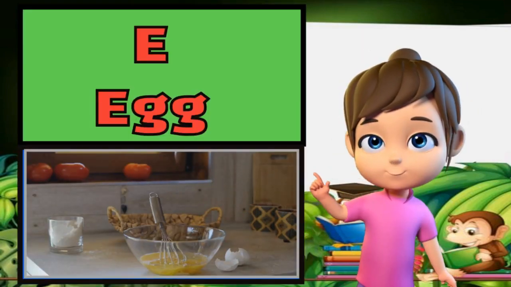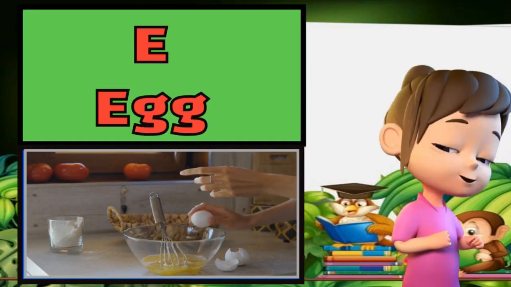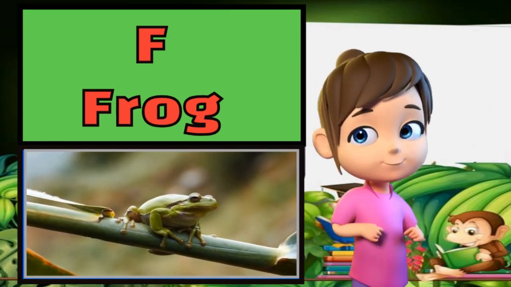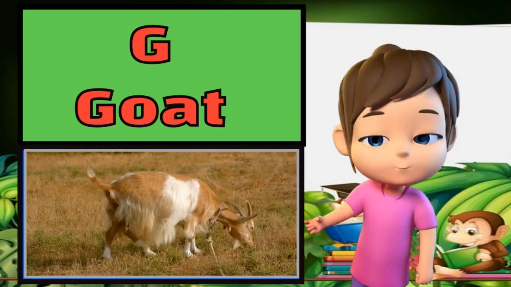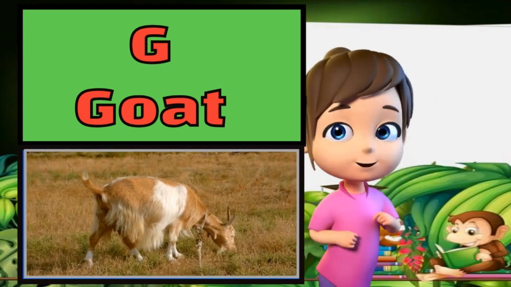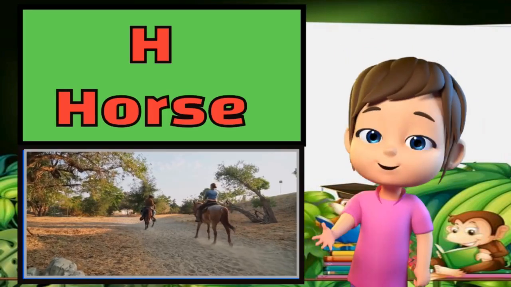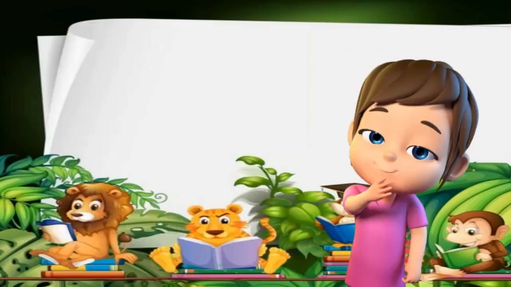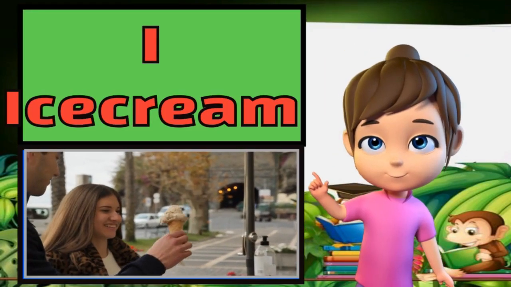E for egg, this is an egg. F for frog, this is a frog. G for god, this is a god. H for horse, this is a horse. I for ice cream, this is an ice cream.